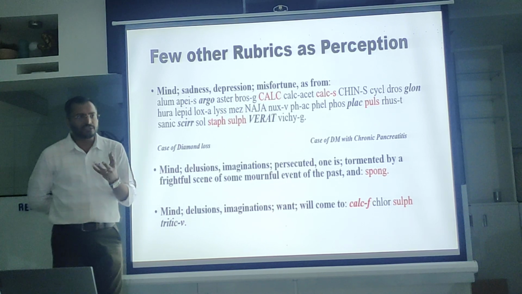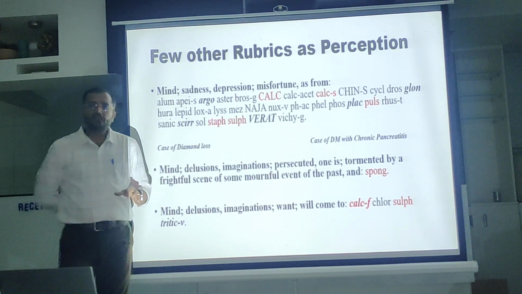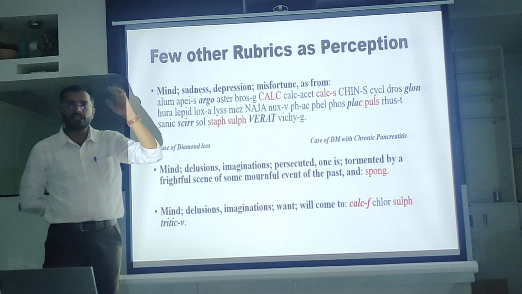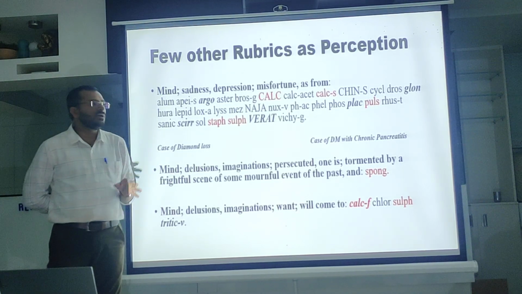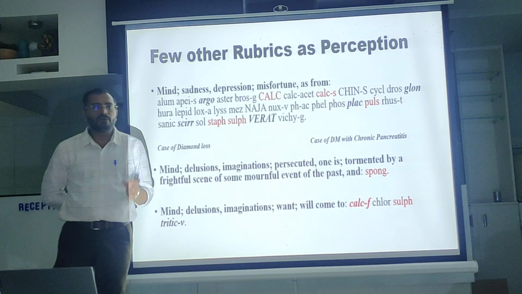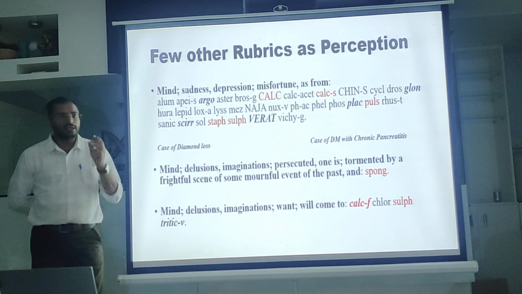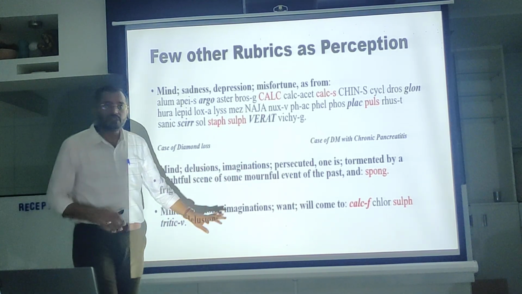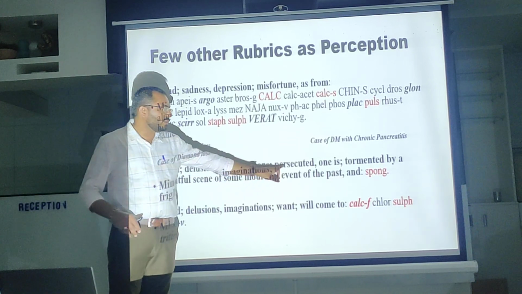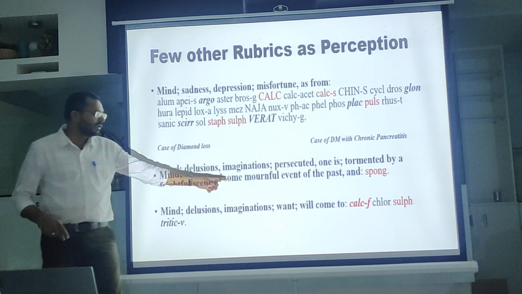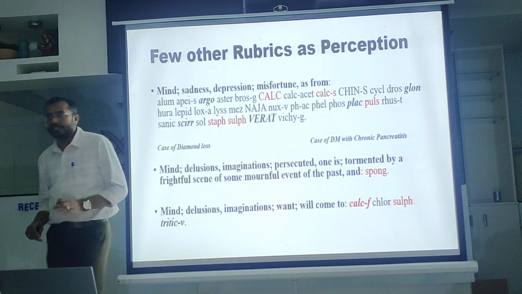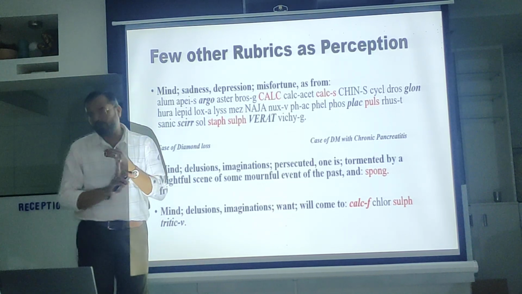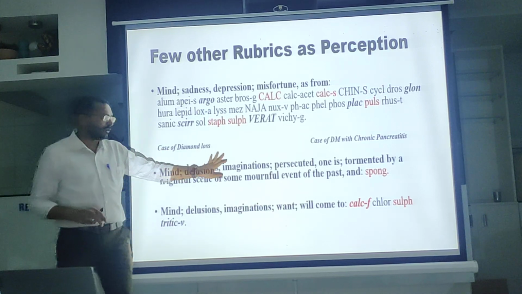So I asked, what was the stress about the money? He said, that incident of Panna, still something is irritating in my mind, and I feel I may have to go to Panna again. There was a loss of 5-6 crores, and the company had to bear it. A constant stress stays, and he feels that he has to be watchful, careful. So I took the perception: delusion, imagination, persecuted, tormented by frightful scenes of mournful events of the past, and I prescribed Spongia. To my surprise, after 4 months, his HbA1c went from 10.9 to 7.4. This was a case of diamond loss.